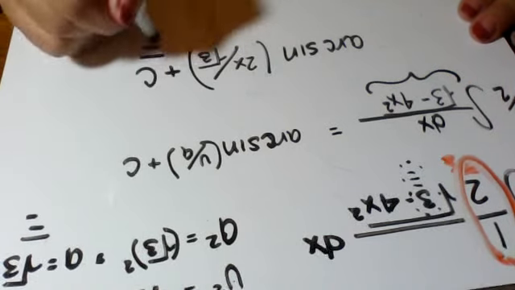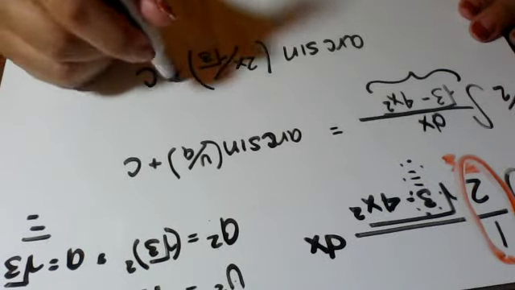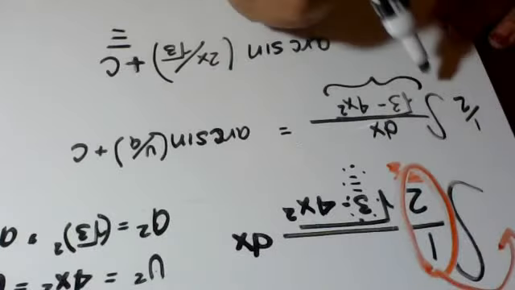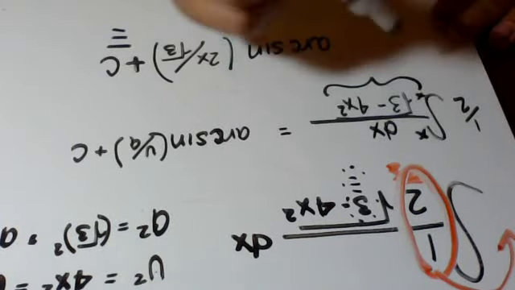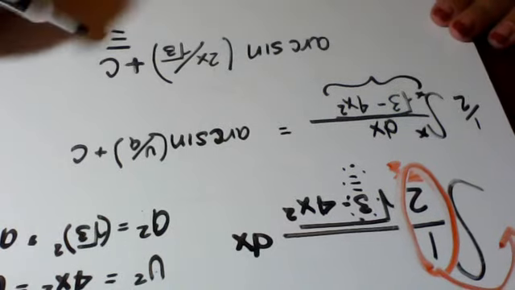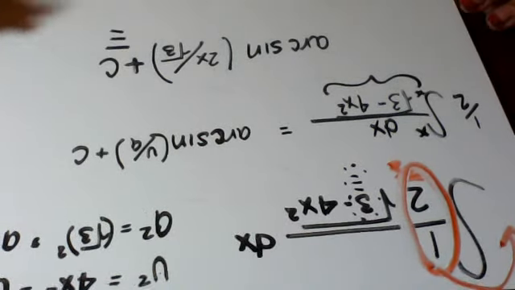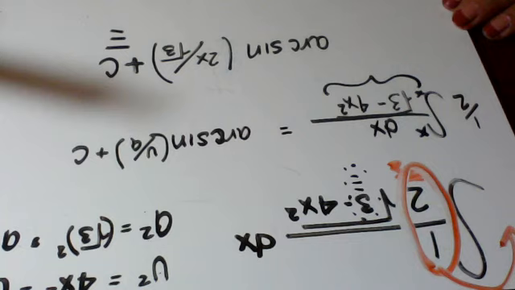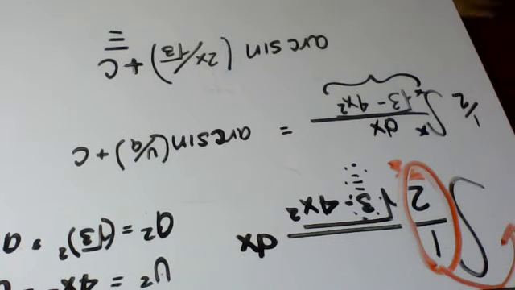Please do not forget to add your plus C, because plus C is needed since we don't have any endpoints here. If we had endpoints, here would be a number and here would be a number. But since they do not have any endpoints, we have to add plus C. Teachers do take off for this. My professor took off at least a point and a half. I know some professors will mark the whole thing wrong, because technically your answer would be wrong if you don't add plus C. So just don't forget that.